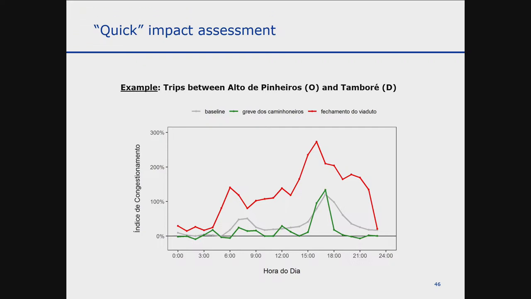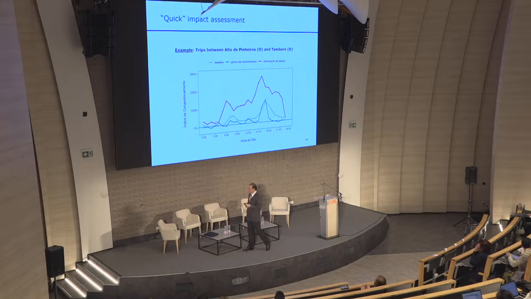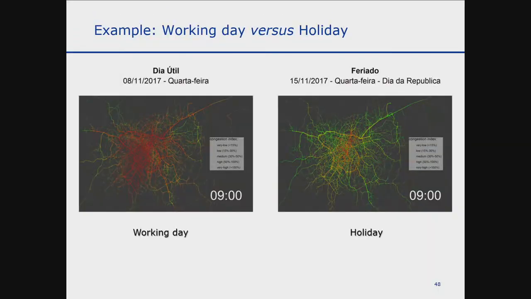For instance, you see here the red line, which was the effect on travel time during a day with specific traffic related to the collapse of the bridge, while the green line, compared to the baseline, which is the gray line, is when you had the truck driver's strike, when fewer trucks circulate in the city, so at some times of the day the congestion improves. We use this information combined with general equilibrium simulated hourly data to get a broader estimate for this quick impact assessment. In the data that we generated, moving over the days, the pattern changes a lot.